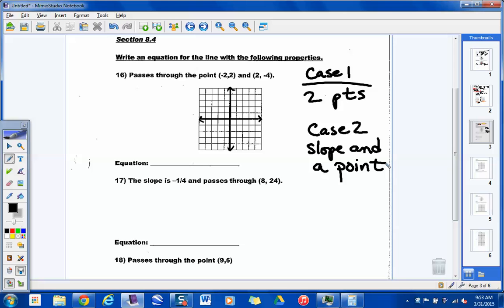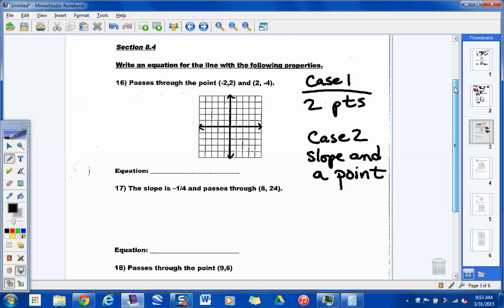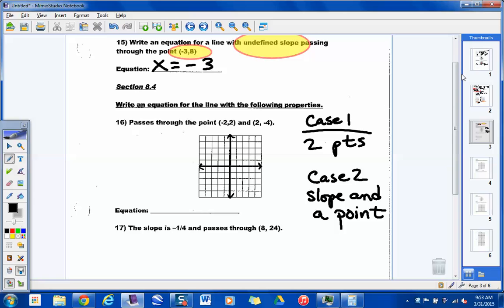I will tell you in section 8.4, and you might want to jot this down. Section 8.4, write an equation for the line with the following properties. I want your form to be y equals mx plus b. All right, in these problems, find your slope first. First, find your slope. Secondly, then, find your y-intercept.